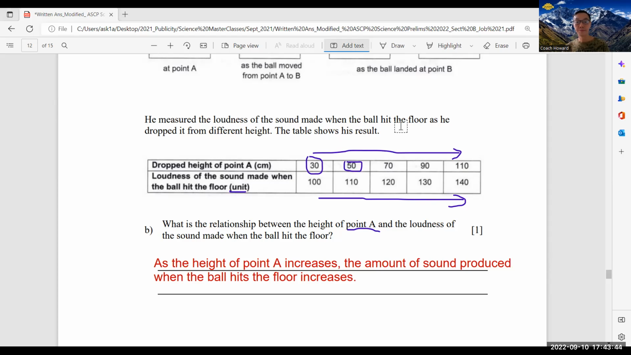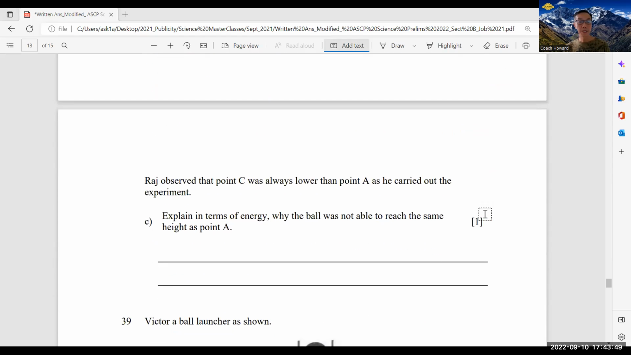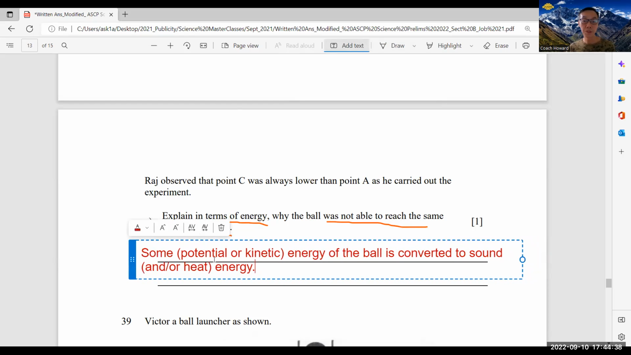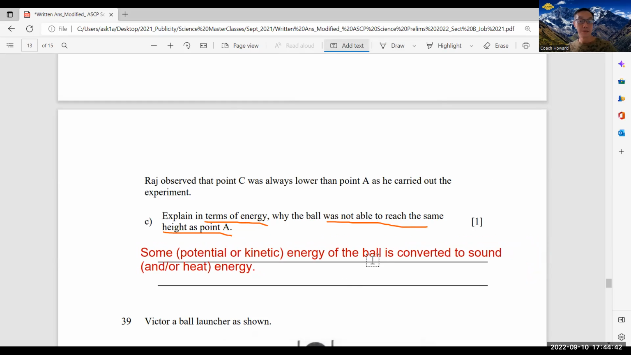Okay, next we have this part. Raj observed that point C was always lower than point A as he carried out the experiment. Can you highlight this part? You have to explain in terms of energy why the ball was not able to reach the same height as point A. So this is energy conversion. You can say that some of the kinetic or potential energy of the ball is converted to sound and or heat energy. Okay, for this part.